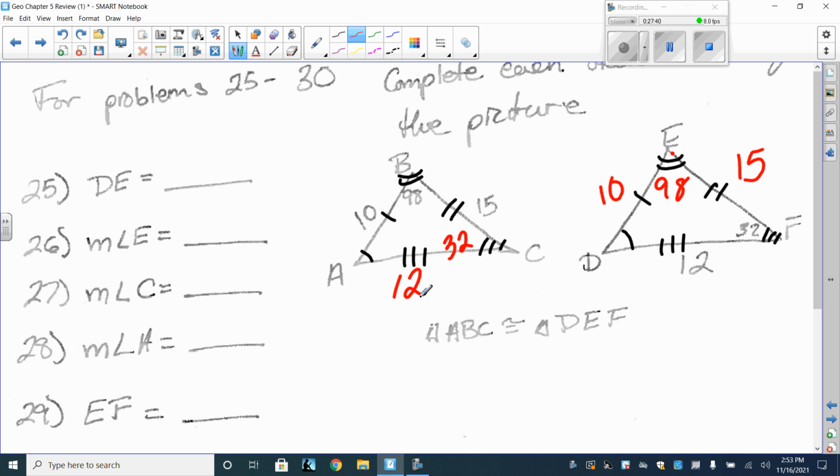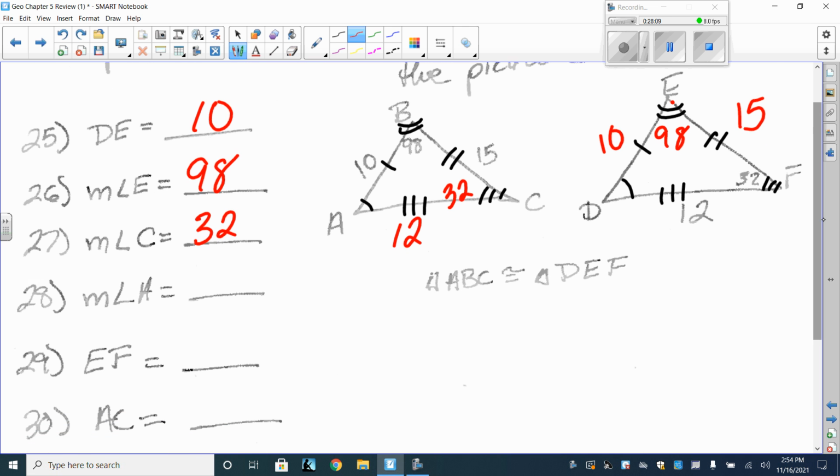So any questions on how we filled this in? So we just matched up what was congruent, yes? So let's look at the question. So DE is what? Would be AB, which is 10. The measure of angle E. Because we have it down as 98, yes? Because it matches up with angle B. Angle C is 32 because it matches up with angle F. Do we know what the measure of angle A is quite yet? No, we'll find it here in a minute.